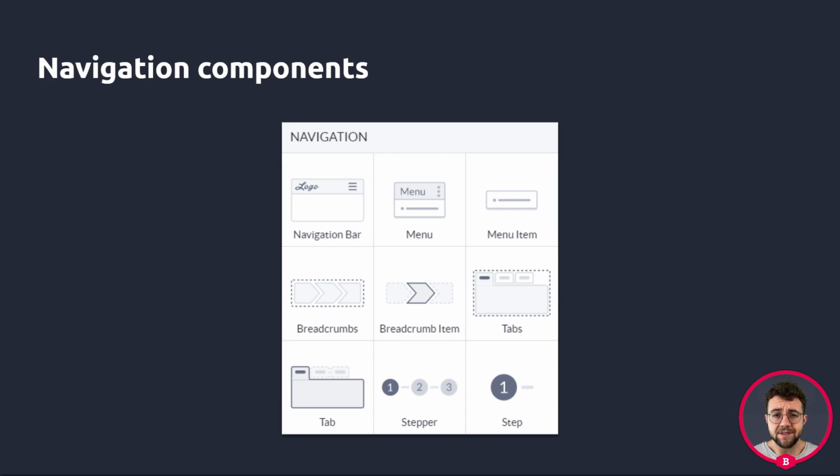The breadcrumb component is a secondary navigation component that uses breadcrumb items to reveal your location within the website. Each breadcrumb item component is a part of the breadcrumb component and represents a page within the so-called breadcrumbs path.